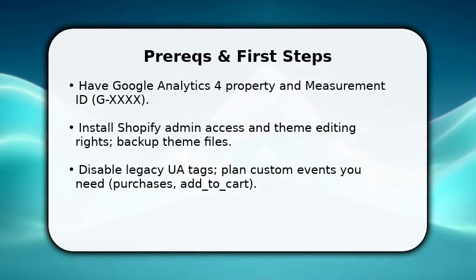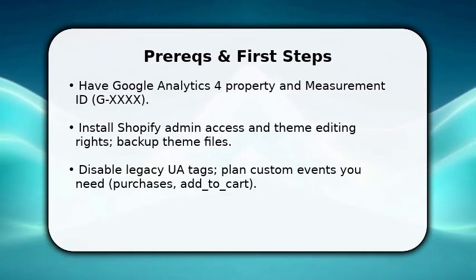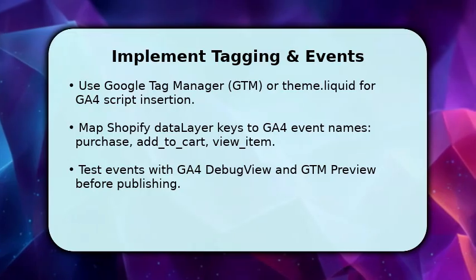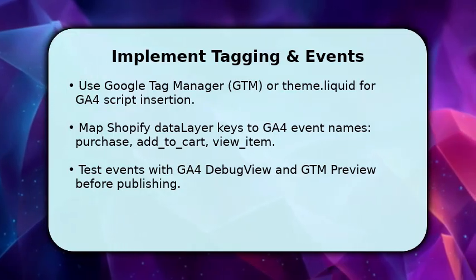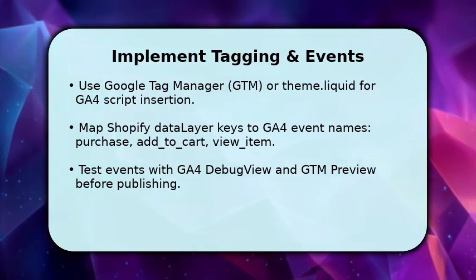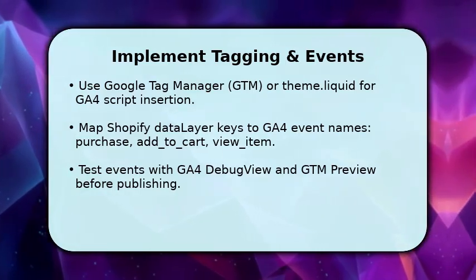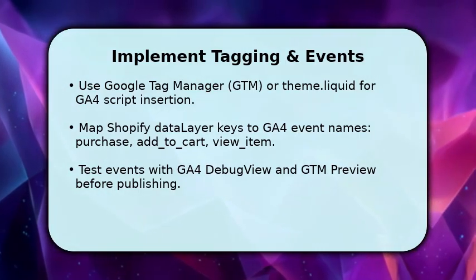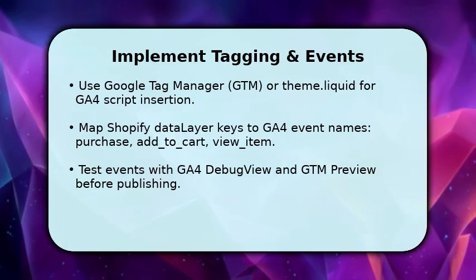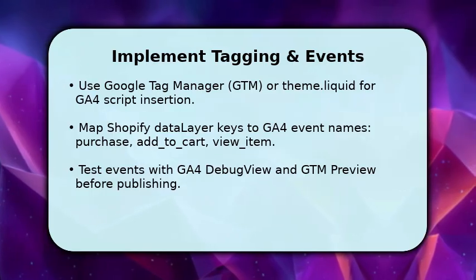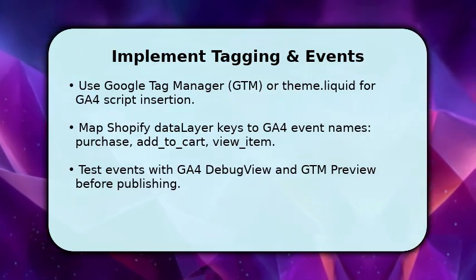Now you implement tracking. Insert GA4 via Google Tag Manager for flexibility, or paste the GA4 G-tag snippet into theme.liquid if you need a simpler setup. Once inserted, push Shopify transaction and product data into the data layer and map keys to GA4 events like purchase and add to cart so analytics receives structured data. Use GTM triggers to fire events and set appropriate parameters.